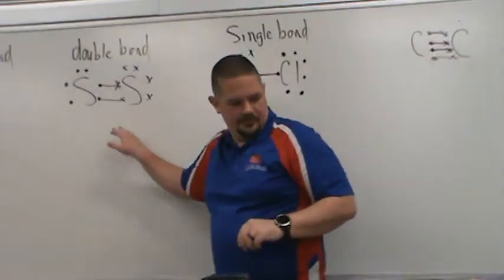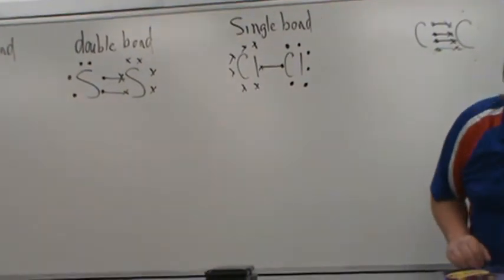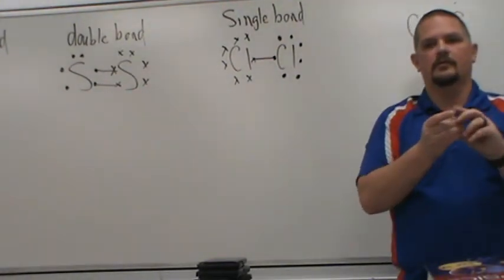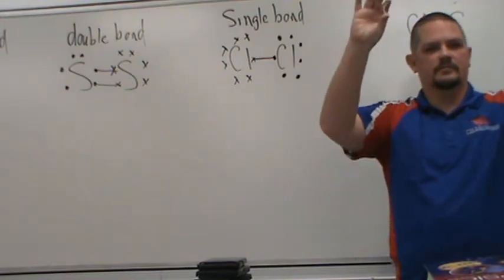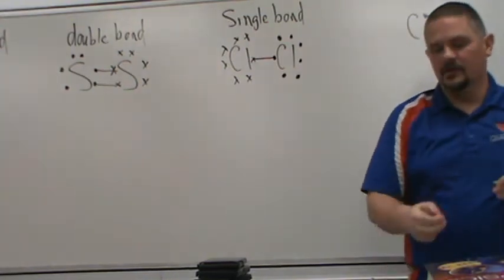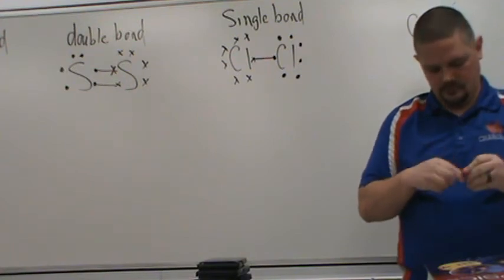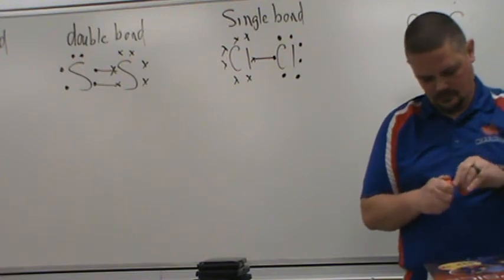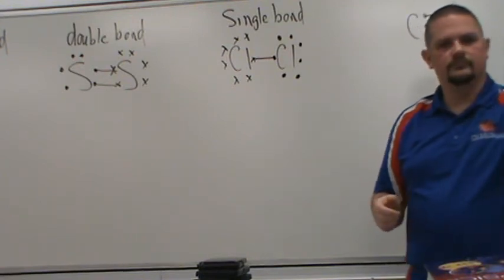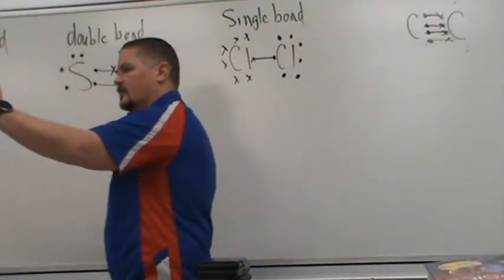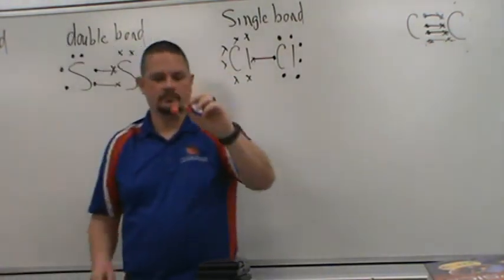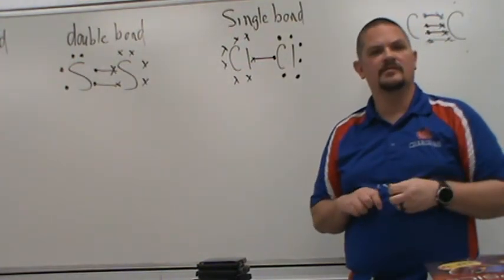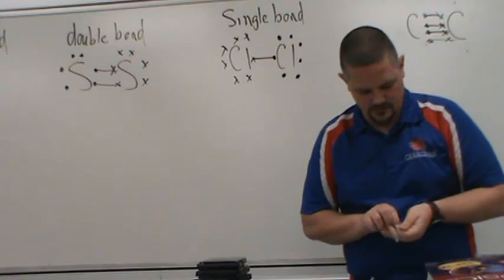Now for a double bond, with these model kits, we have the bendy pieces. Okay? So to represent a double bond, I have to use 2 of the bendy pieces. So here we have a double bond. Now if I want to make a triple bond, like what we did with nitrogen, how many bendy pieces do you think we're going to have to use with the triple bond? 3. Okay.